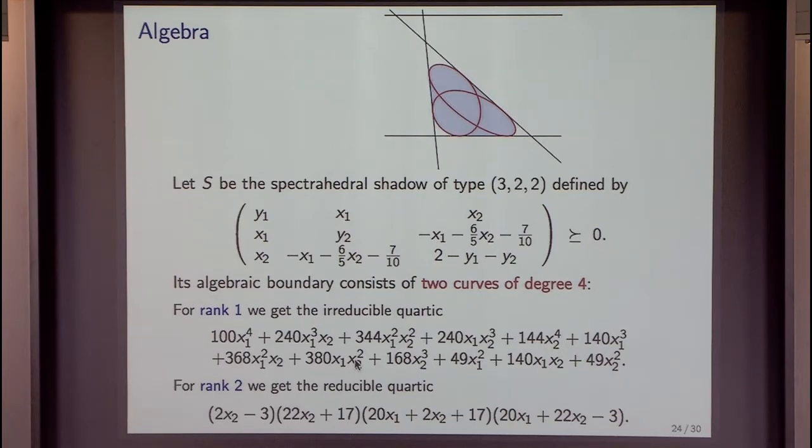So I'd like to ask the question, what happens in general? This is an example. This is the behavior that you see for p equals 2, d equals 2, and n equals 3. What can we say about these polynomials in general?